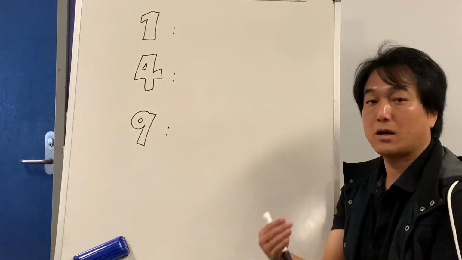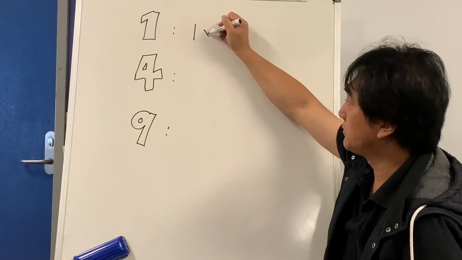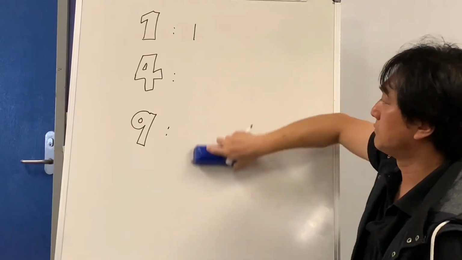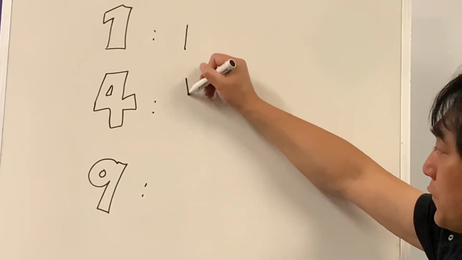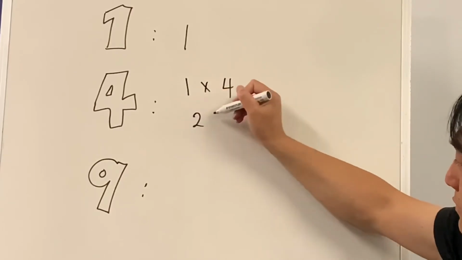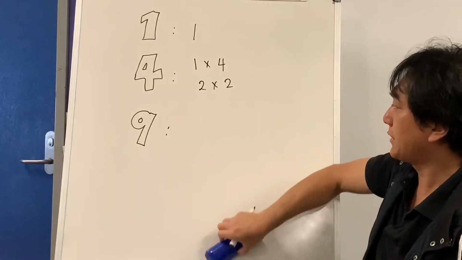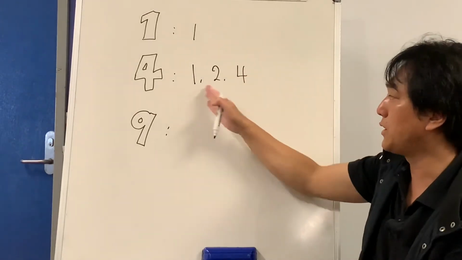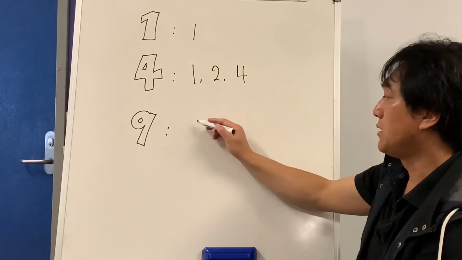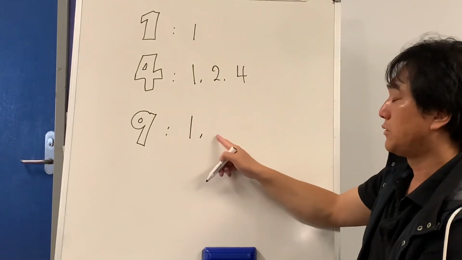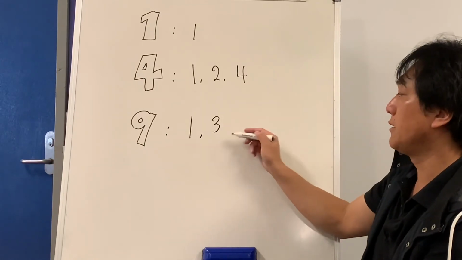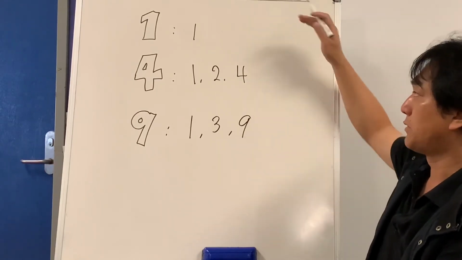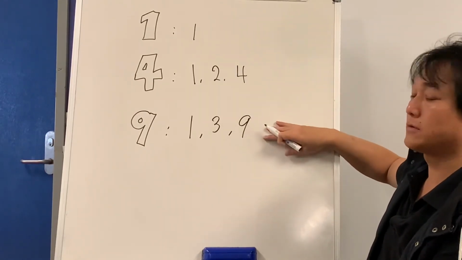I know 1 is 1 times 1. So when I say 1 times 1, the factor of 1 is just 1. So the factors of 4 would be 1 and 4, and 2 and 2. So the factors of 4 are 1, 2, and 4. These are the numbers that can divide 4. For 9, there'll be 1, 2 cannot, 3 can divide 9, 4, 5, 6, 7, 8, and 9. So we have 1 factor, 3 factors, 3 factors here.